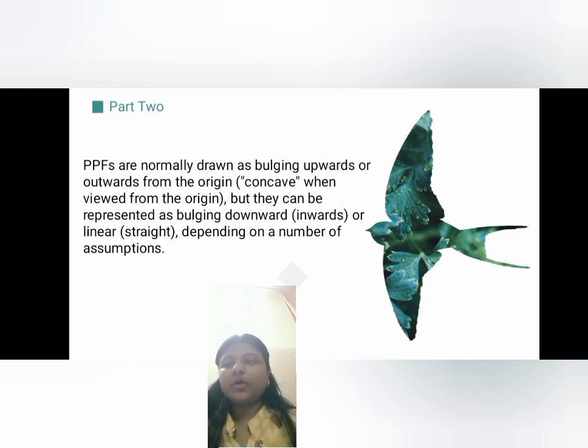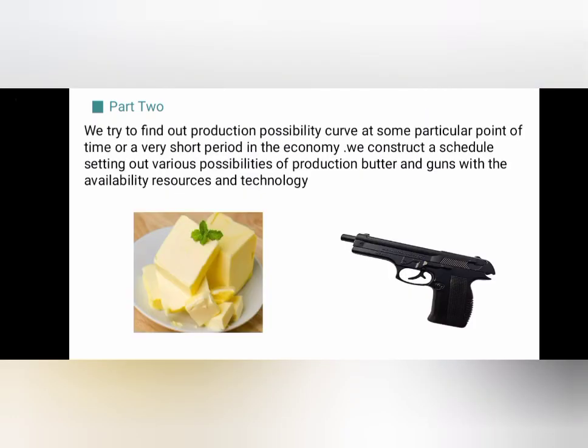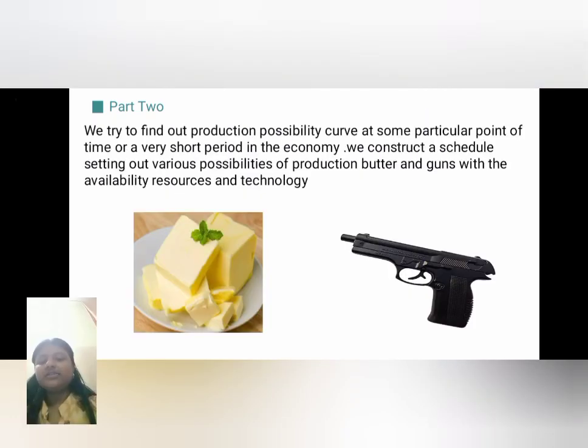PPFs are normally drawn as bulging upwards or outwards from the origin, concave when viewed from the origin, but they can be represented as bulging downwards, inwards, or linear depending on a number of assumptions. Let's try this concept with an illustration. We try to find out the production possibility curve at some particular point of time or a very short period in an economy. We construct a schedule setting out various possibilities of producing guns and butter with the available resources and technology.